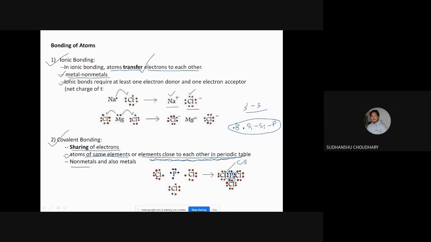Now, non-metals and also metals can also have covalent bonding, right? So covalent bonding is possible between non-metals and also metals. So in both non-metals and metals, it is possible to have covalent bonding, that is sharing of electrons.